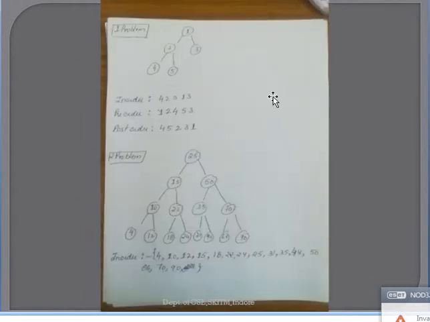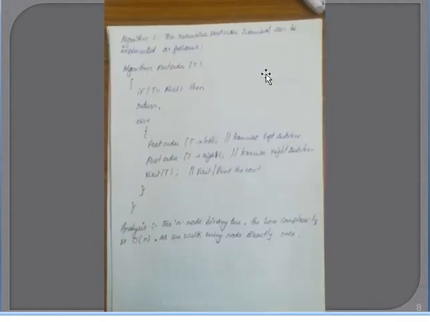So here, this is the algorithm. In this algorithm we are visiting the left subtree, right subtree and the root. So if I am talking about the time complexity, it is of the order n, because every time we are visiting each node exactly once.